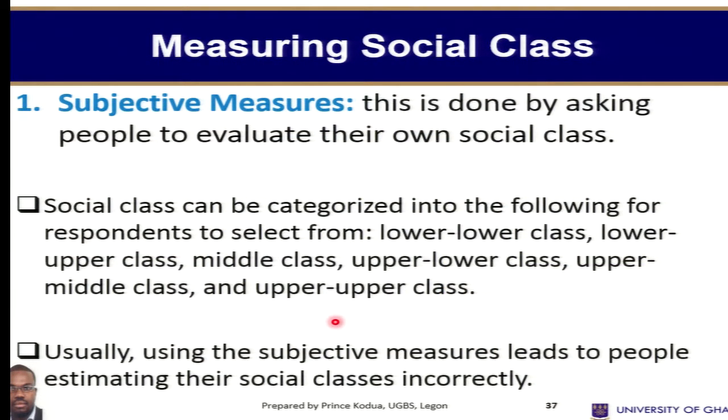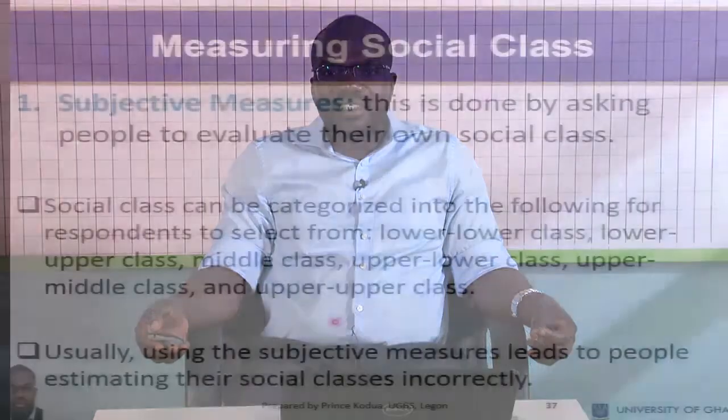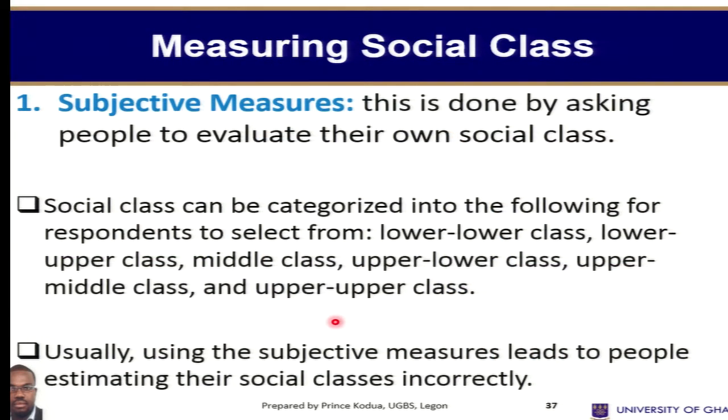Subjective measures of social class. How do we do this? We do this by asking individuals or people to evaluate their own social classes. In other words, we allow people to make a judgment of their own social class. Though it's useful, using the subjective measures tends to lead to people estimating their social classes incorrectly. I mean, the word is subjective. So it creates a situation where people put themselves in the wrong social classes based on those factors that we use in measuring social class.